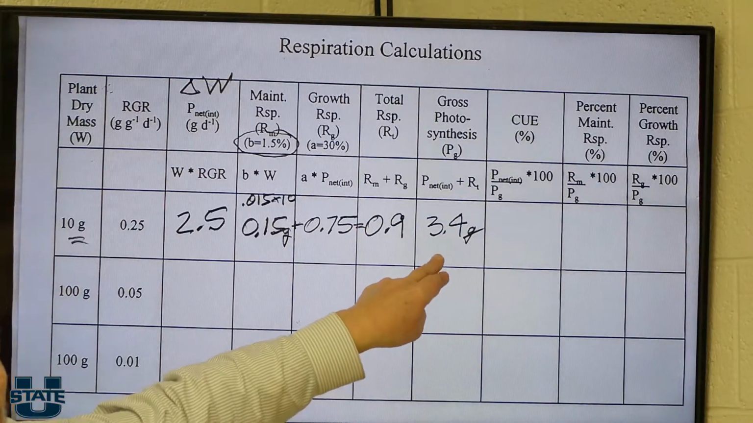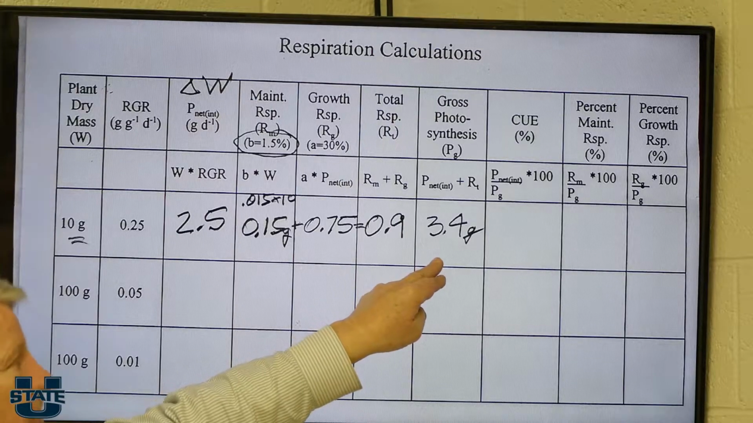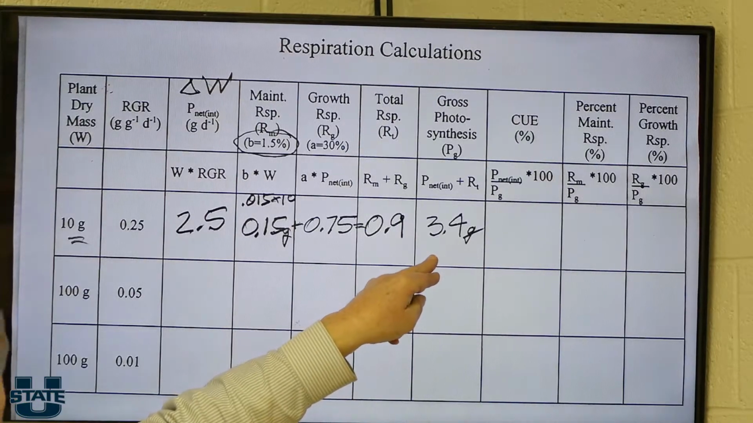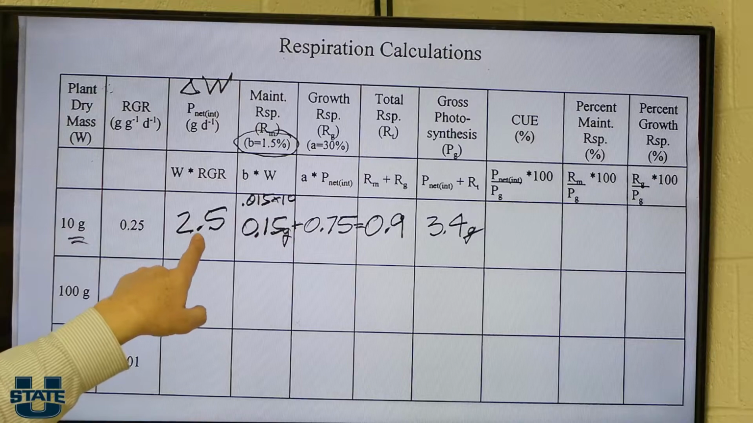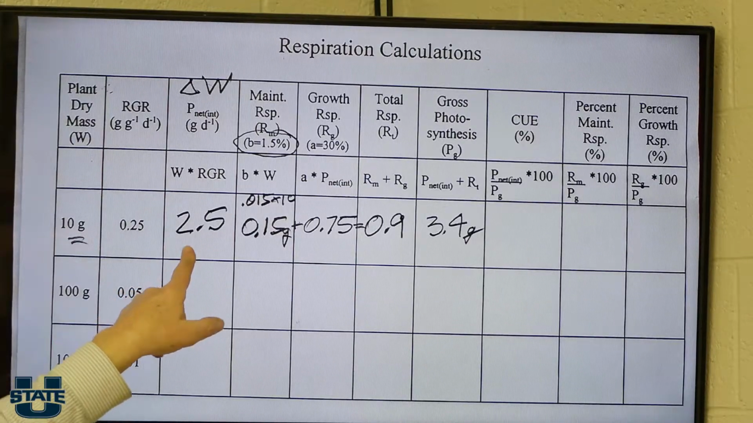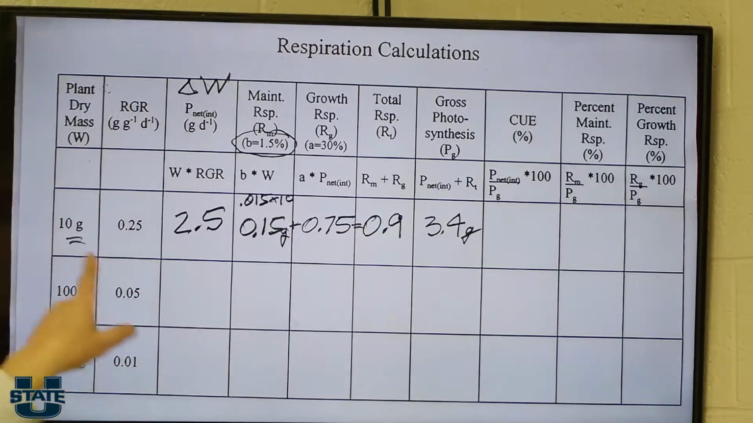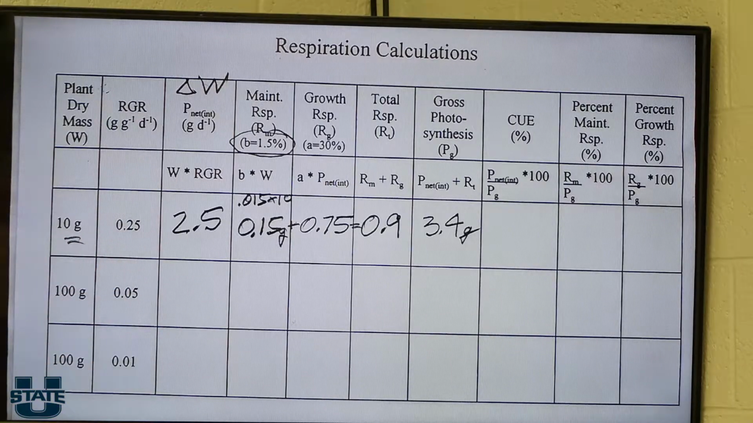This is total gross photosynthesis. The plant had to fix 3.4 grams of sucrose to gain weight of 2.5 grams at the end of the day. This young, fast-growing plant. Now, can we do carbon use efficiency of this plant?